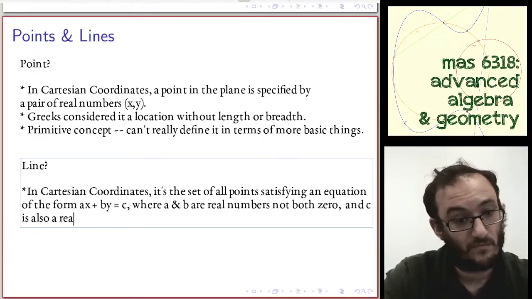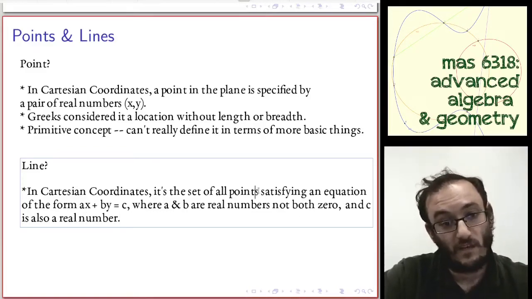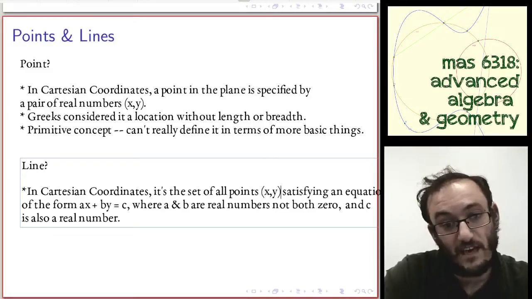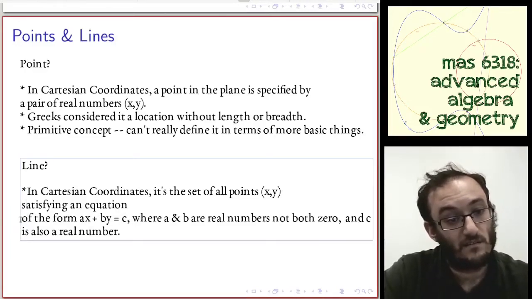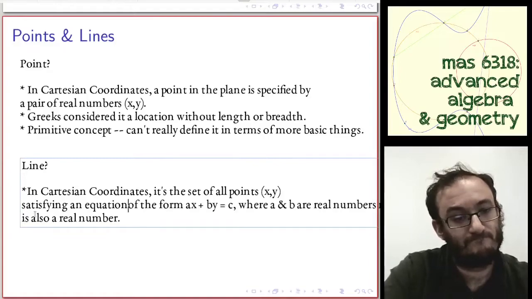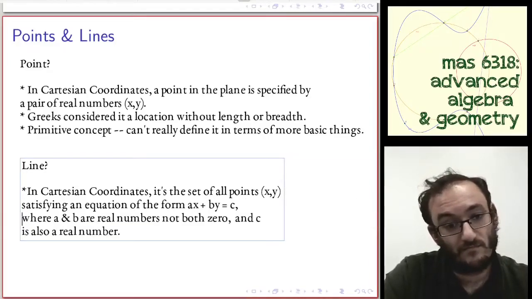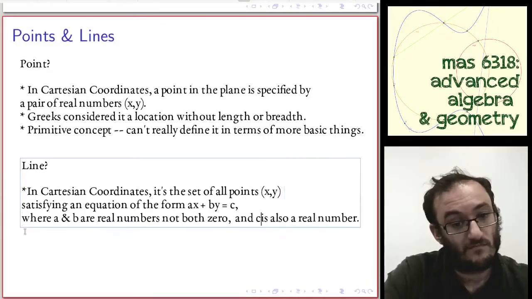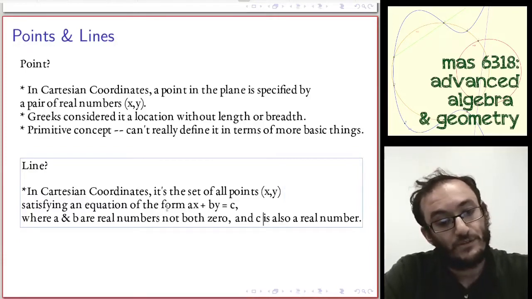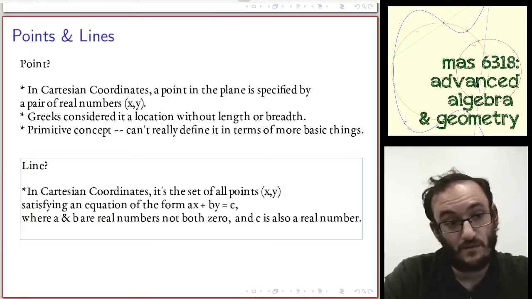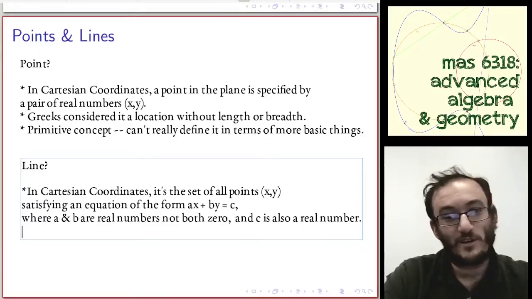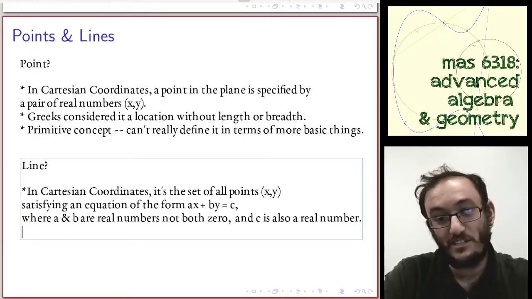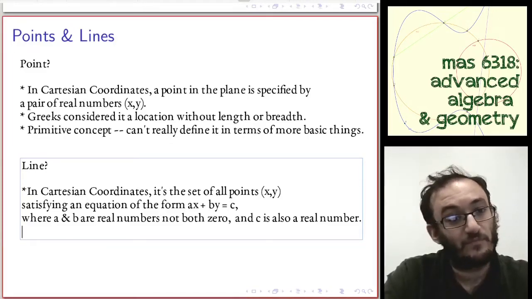And let's make sure we specify this: x, y satisfying an equation of the form ax plus by equals c. Okay, so that's for Cartesian coordinates. So it's clear why we can enjoy ourselves when we're talking about objects in the Cartesian plane. It's very easy to define them.